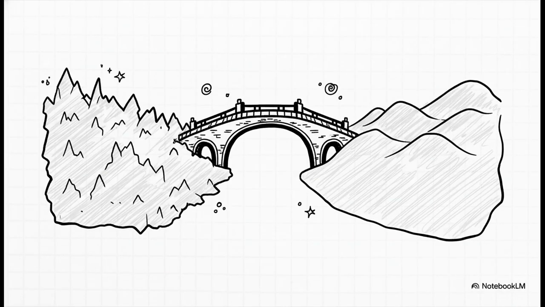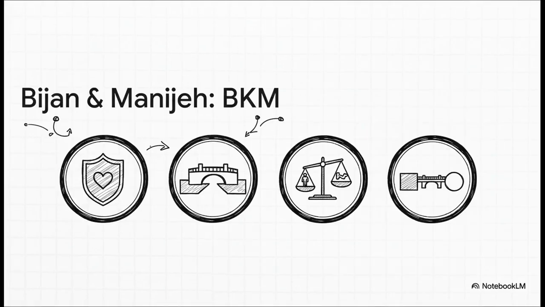Now for a romance that crosses enemy lines, Bijan and Manijeh. The shape it forms is what the BKM calls a bilateral bridge. This is a love story between a Persian warrior and a Turanian princess. We're talking 2 rival empires here. Their love, which is really focused on loyalty and courage, literally acts as a bridge connecting these 2 opposing worlds. Its geometry is defined by this incredibly powerful act of unification.